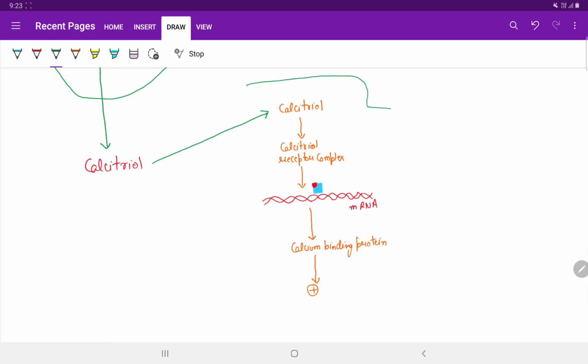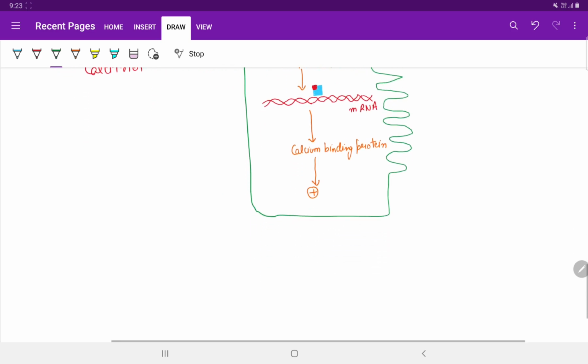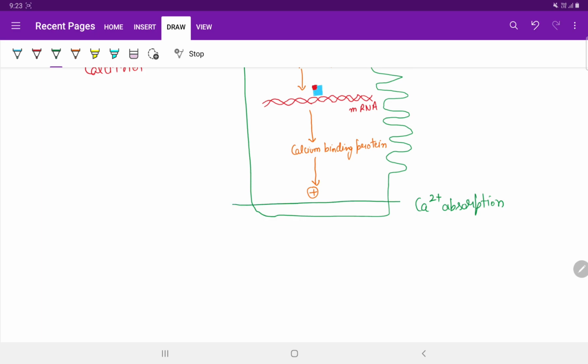So how does this occur? Now let us draw the microvilli here. So this is just a rough representation of the intestinal cells. So these are the microvilli. You all must be familiar with the structure of microvilli. So the calcium outside the intestinal cells is absorbed into the bloodstream through the intestinal cells. So this comes into the plasma. So these are reactions which are occurring in the plasma.